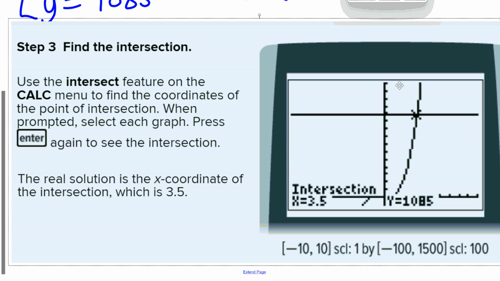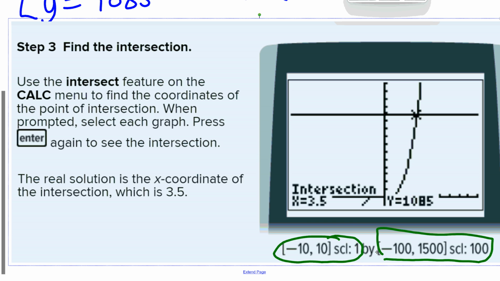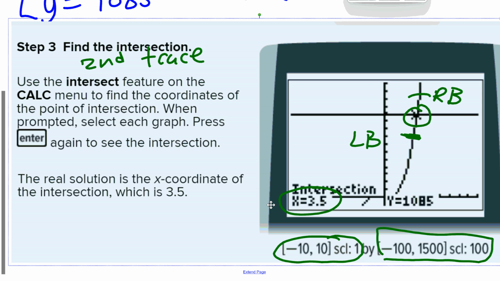Okay, so we can graph these two. If I graph it, it looks something like this. Then you want to set your window, from negative 10 to 10, scale by 1. But we know we're going up to 1,085, so we might want to scale by 100 on our y's to see where the intersection is. Then we can do second trace, and then our left bound, which would be below the intersection, and a right bound above it. Then we guess, and it tells us the answer: x should be 3.5.